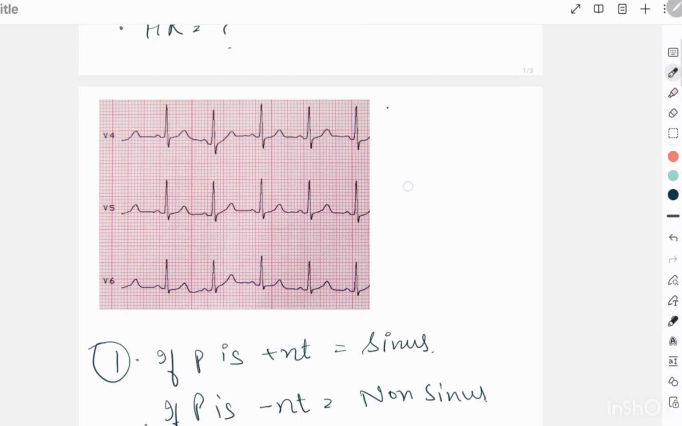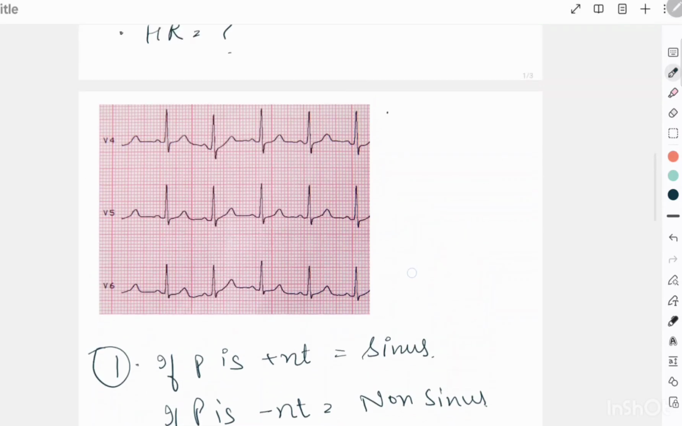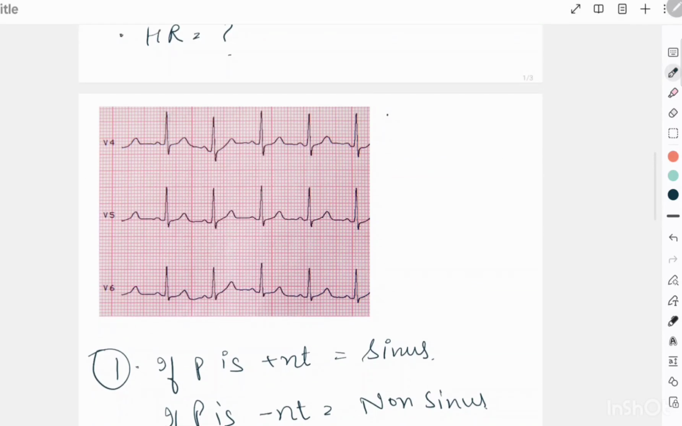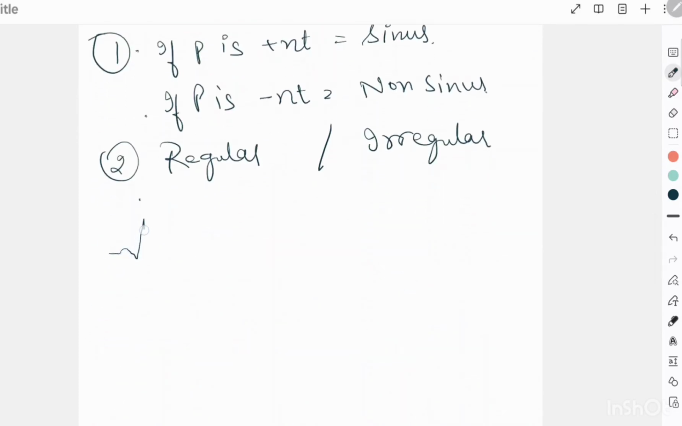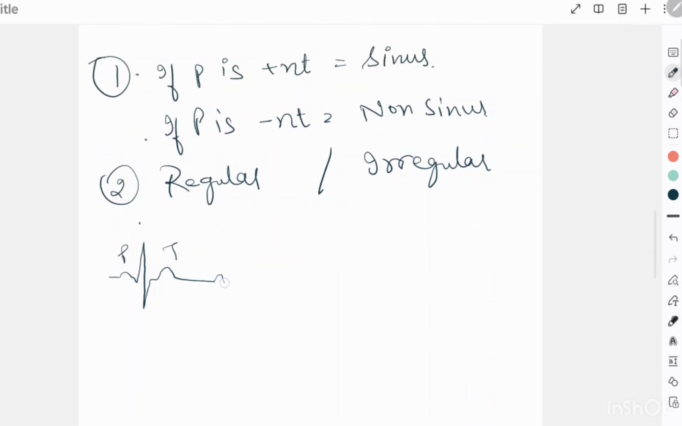Now, the second criterion, to find out whether the ECG is regular or irregular. We have to see the distance between QRS complexes. The distance between two QRS complexes is equal, like P, QRS, T. And one more thing: many students get confused between the P wave and T wave. The T wave is always taller than the P wave. So we have to find the distance between two R waves.